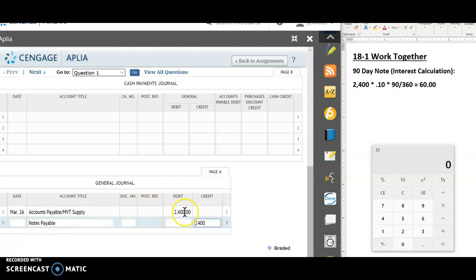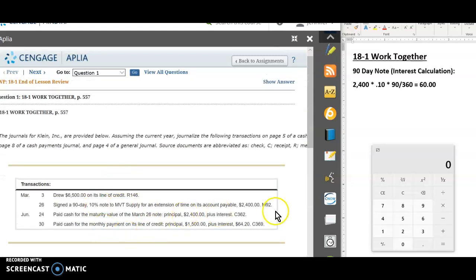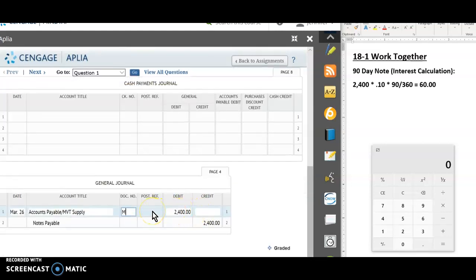So when you debit it, you're taking it out of accounts payable. And so we're saying we no longer owe MVT Supply that money. However, we really truly do. We're just putting it into a loan for a notes payable. Okay, so notes payable is a liability, so the normal balance is credit. Our document number here was Memo 92.